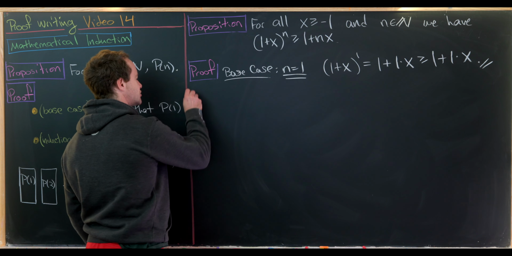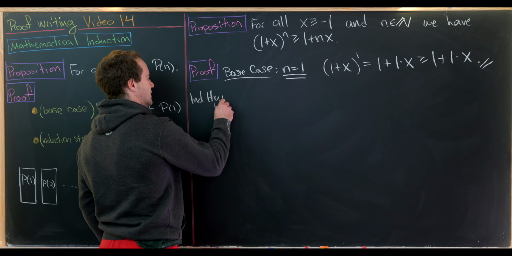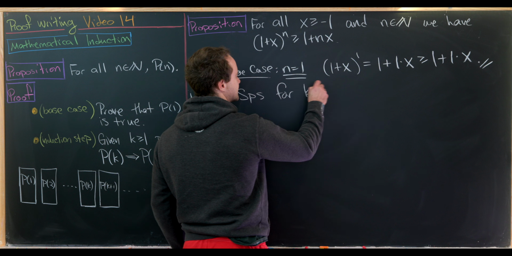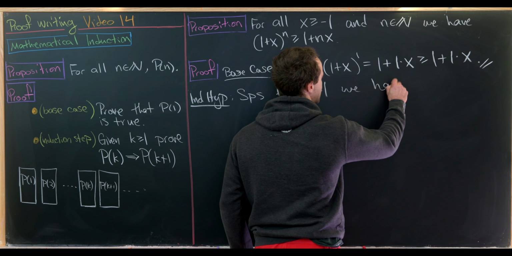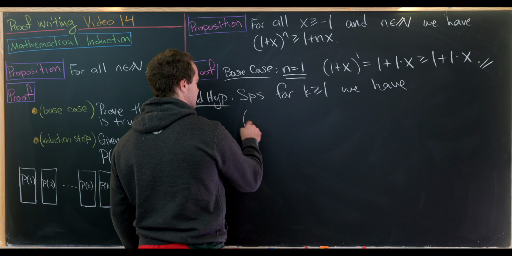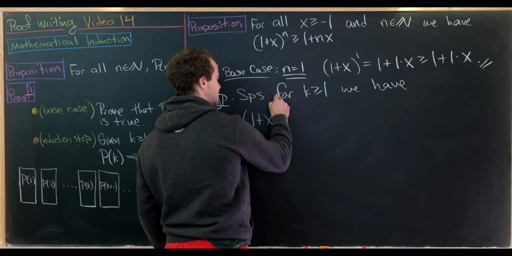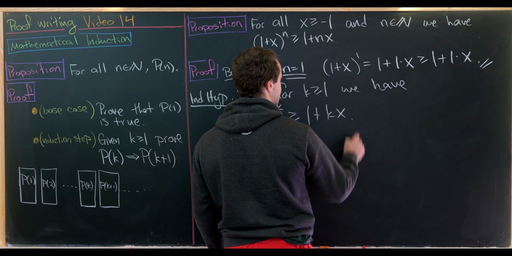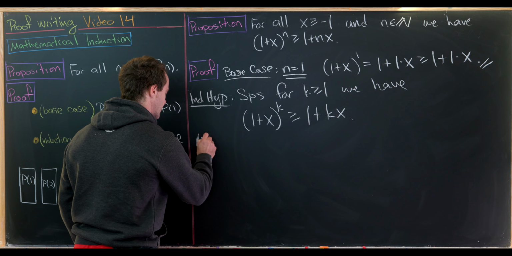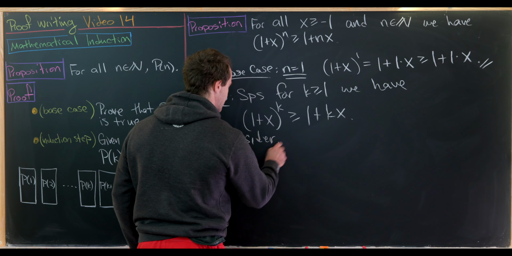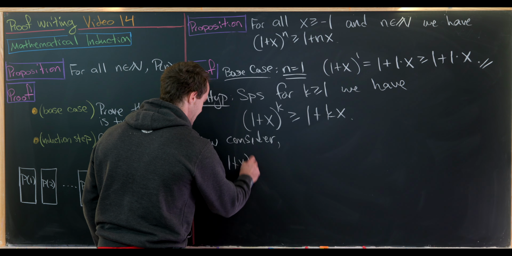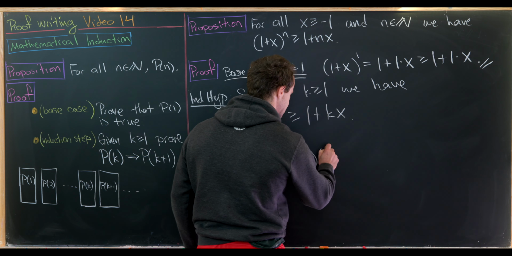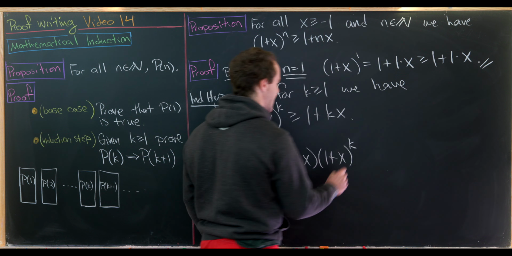So now let's make an induction hypothesis. So following the same kind of strategy, let's suppose for some k bigger than or equal to 1, the statement is true. So in other words, (1+x)^k is bigger than or equal to 1 plus k times x. And then next up, we'll consider the k plus first case. So (1+x)^(k+1), which is the same thing as (1+x) times (1+x)^k.